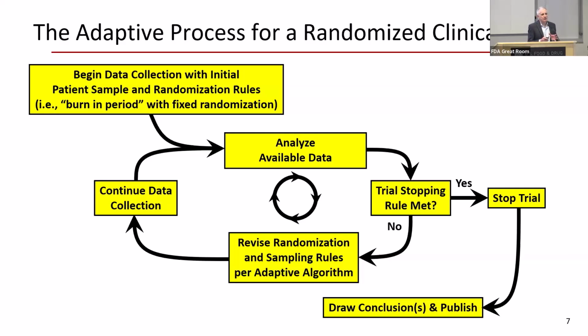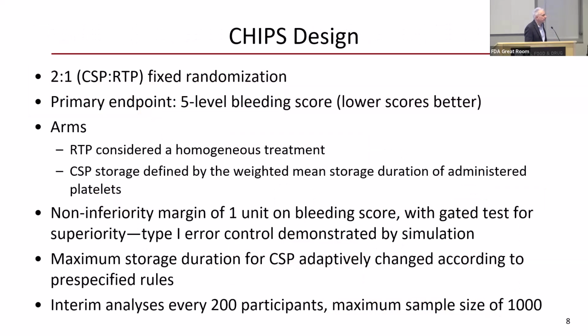So we're going to place the CHIPS trial design into this framework. Now, the CHIPS design itself is a fixed randomization trial with 2-to-1 randomization of cold stored platelets to room temperature platelets in order to increase both the experience and safety database associated with cold stored platelets, and because we need to explore the storage duration relationship to hemostatic efficacy. The primary endpoint is a 5-point bleeding score, a hemostatic efficacy score, and importantly, lower scores are better. 1 is good, 5 is bad.